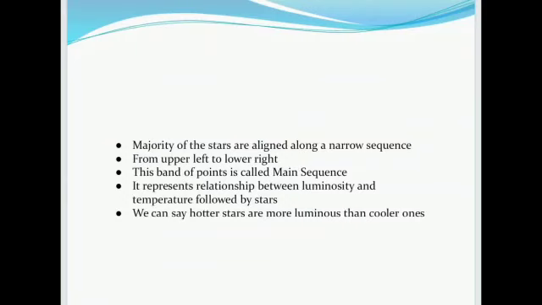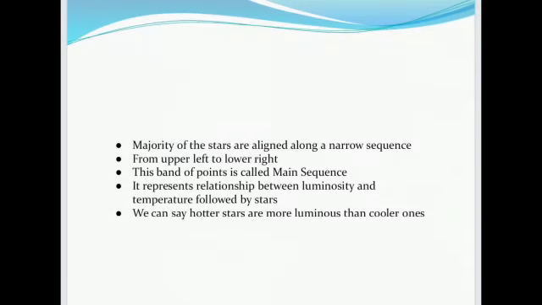Whereas we can see that some of the stars are also in the lower right region. So in this region, that means the lower right region, all the stars are very cool because they have less luminosity and low temperature. So here is a relation between temperature and luminosity of the stars. So we can conclude that hotter stars are more luminous than cooler ones.